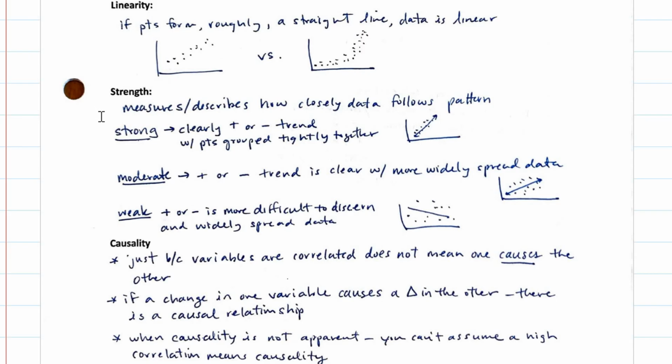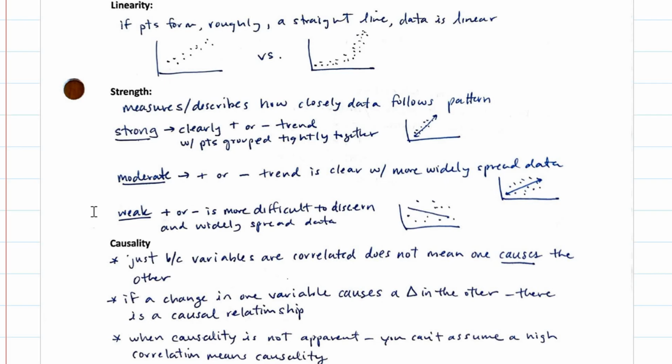For strength, that is a measure of how closely the data follows your pattern. So if it is strongly linear, that's clearly a positive or negative trend with the points grouped tightly together. Moderate might be that the trend is clear, but the data is more widely spread. Weak could mean positive or negative direction. It's difficult to discern which, and the data is widely spread.